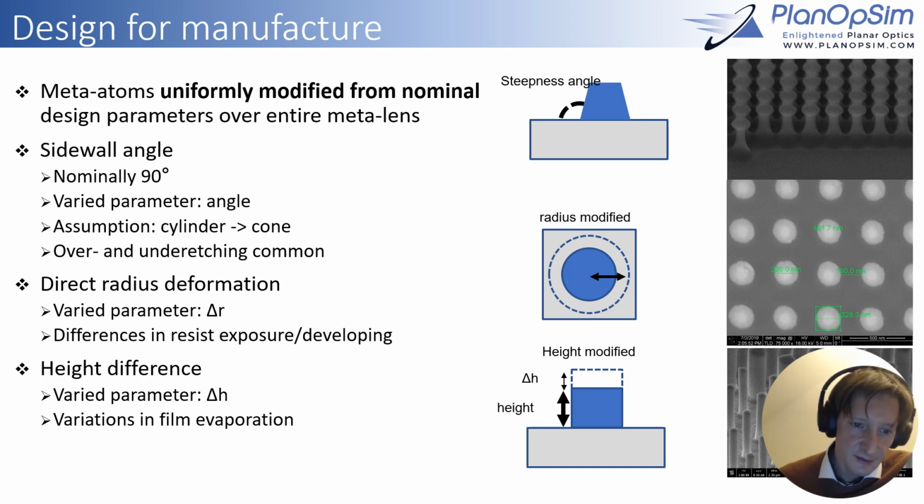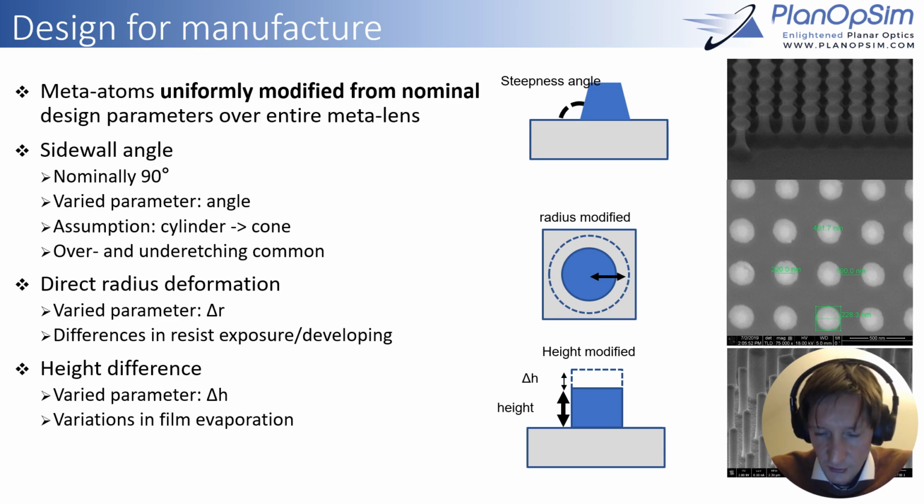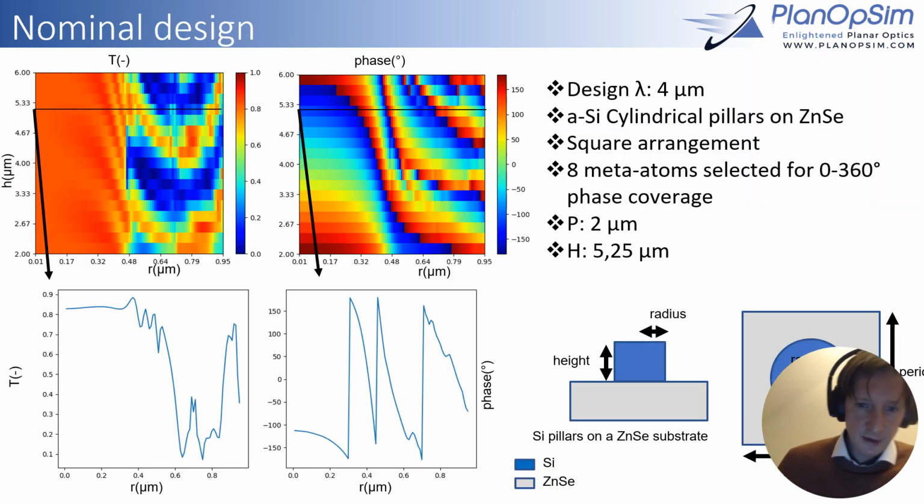All of these effects happen. And finally, we can also have differences in the height of the evaporated film. If we, for instance, design for a nominal height of 600 nanometer, the actual film that is evaporated might be 610 or 620 nanometer in size. So the natural question is, if we want to go to high volume manufacturing, what is the effect of these parameters and how sensitive is our optical performance to these unavoidable manufacturing effects? So let's look at these effects.